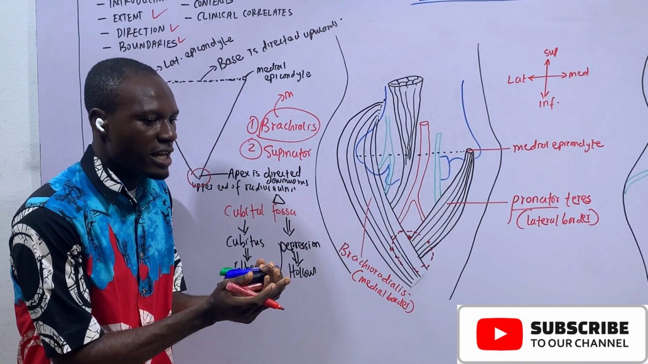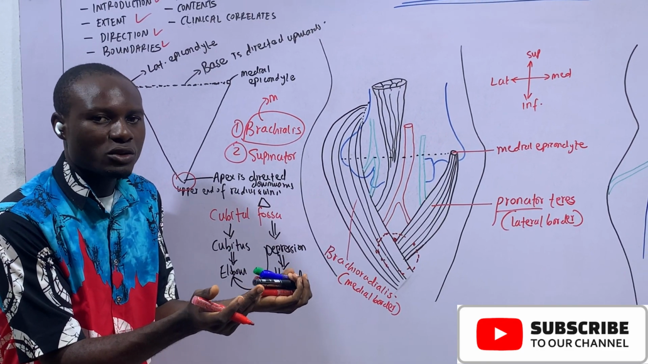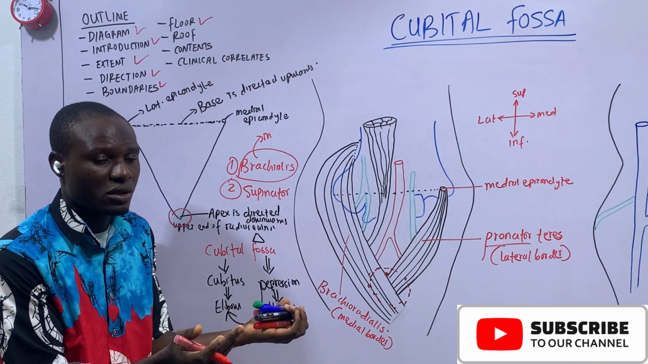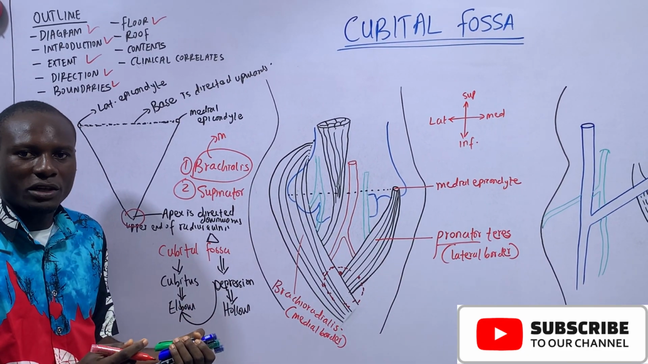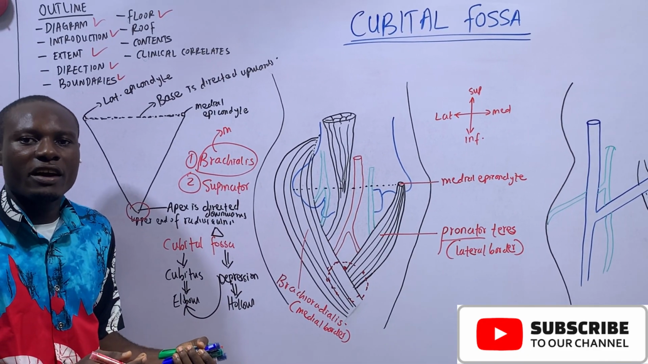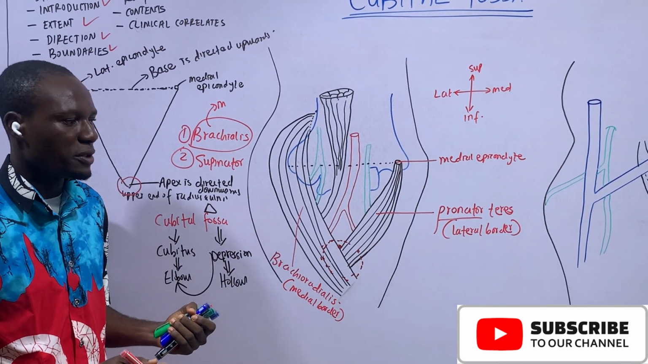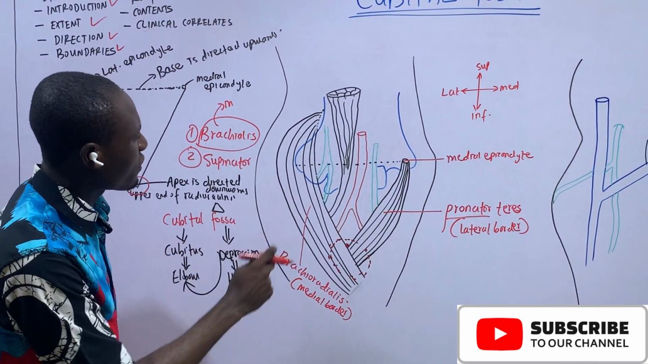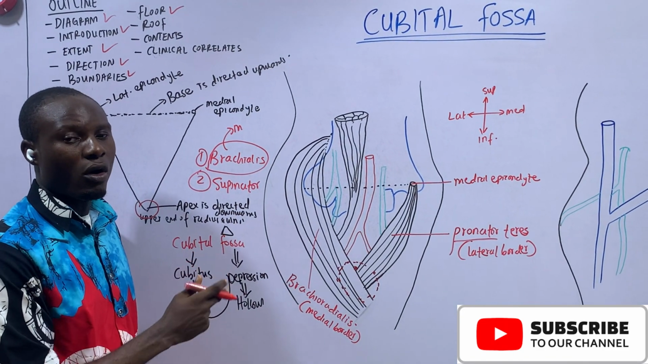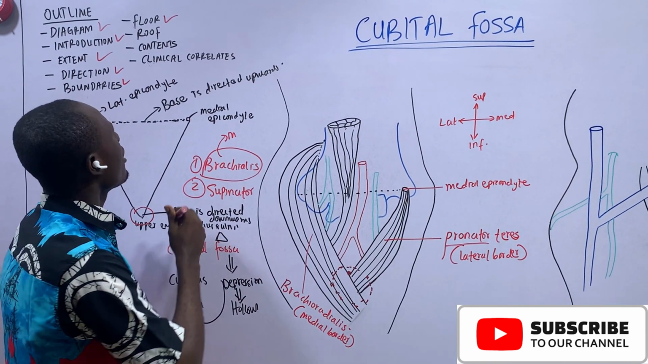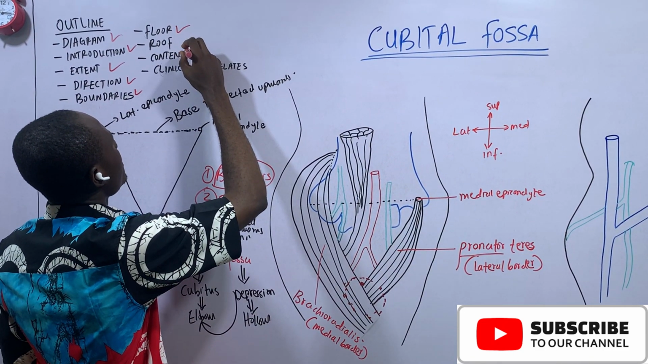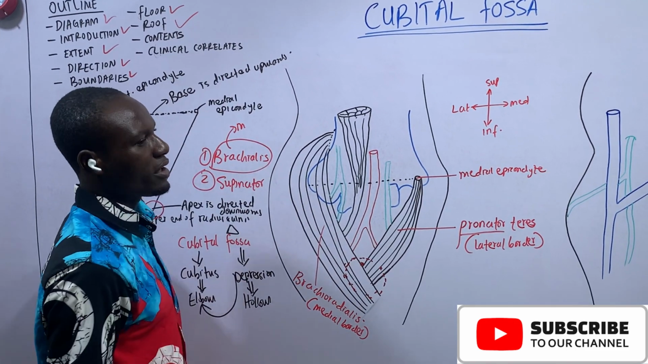Once the radial nerve divides into two branches at the level of the lateral epicondyle, the deep branch of the radial nerve, or the posterior interosseous nerve, pierces the substance of the supinator. All right, so that is what forms the floor of the cubital fossa. Up next, we need to know the roof of the cubital fossa.